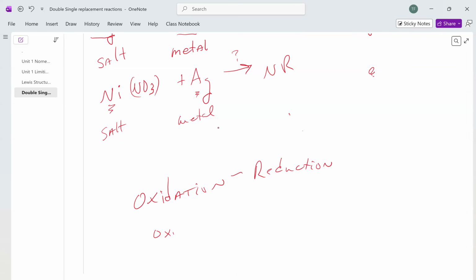Oxidation is the loss of electrons, and reduction is the gain of electrons. So let's go back up here.